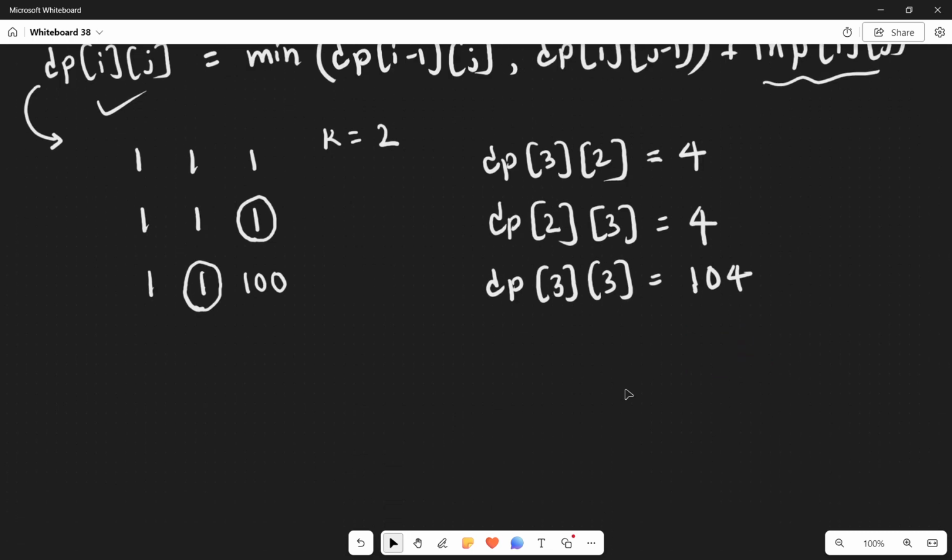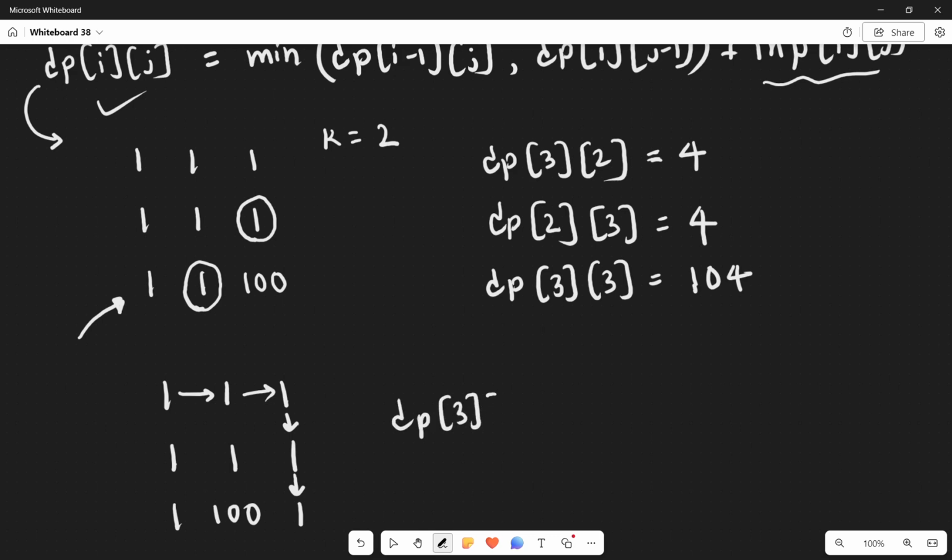But if I perform one operation on this third row, it will become 111, 111 and 101. Now you can notice that I can come by this path, and my dp of 3 comma 3, my answer, will be 5, which is much less than this approach, right? So this formula won't work.